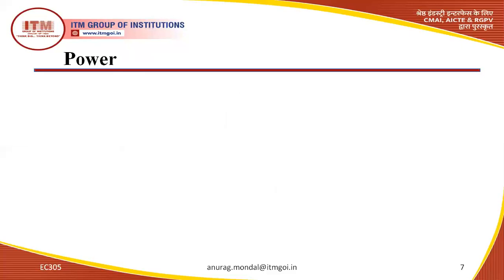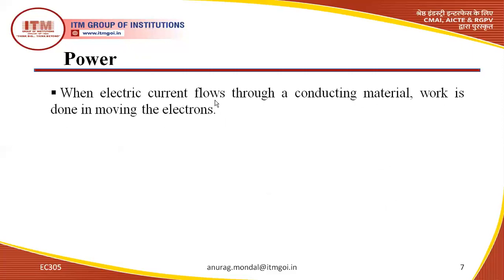Next, the power. Power is what? When electrical current flows through a conducting material, work is done in moving the electrons. So electrons flow through the conductor in terms of current flow. To flow those electrons, how much work is done, that much work is nothing but the power, or we can say the ability to do work is power. To move an electron from one place to another, the amount of work we can do is defined with the word power.